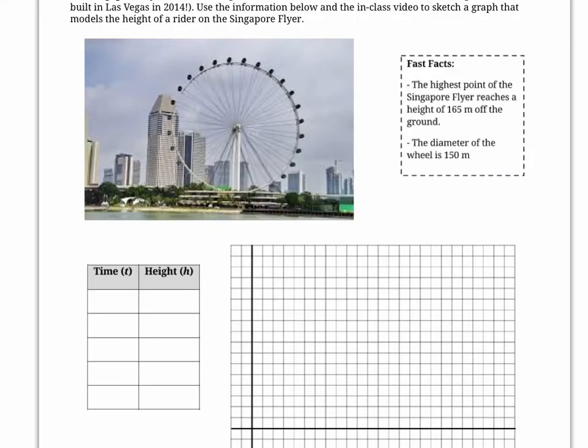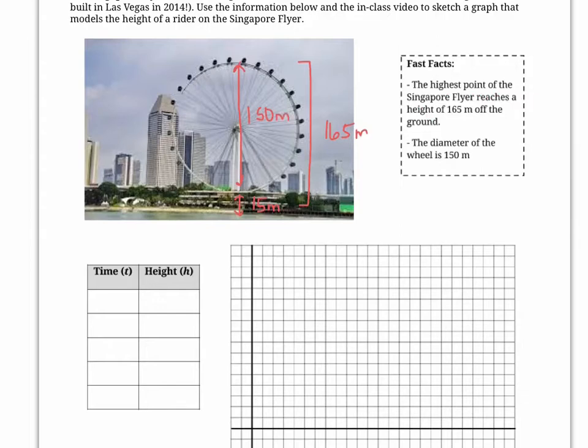So here are the facts you need to know to be able to graph this thing. 1, the highest point of the Singapore flyer reaches a height of 165 meters. So if we were to put a little indication here that the highest height is 165. So the height of the entire Ferris wheel is 165 meters, and the diameter of the wheel is 150 meters. So from here to here is only 150 meters, which means that this little guy down here must be 15 meters, so that 150 plus 15 will make the full 165.